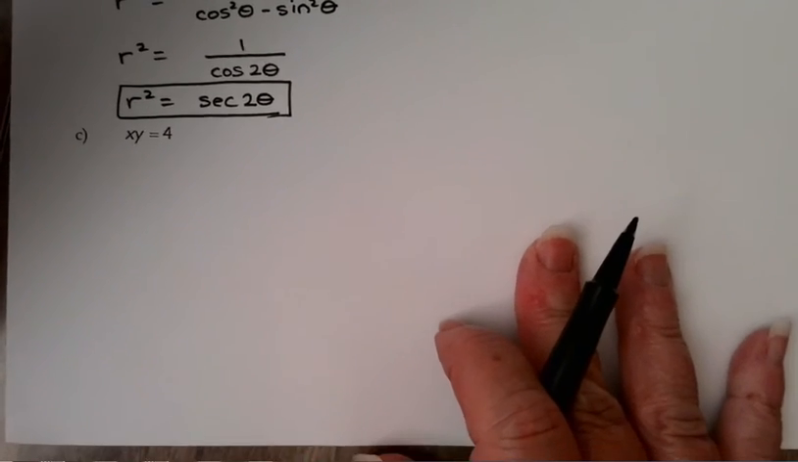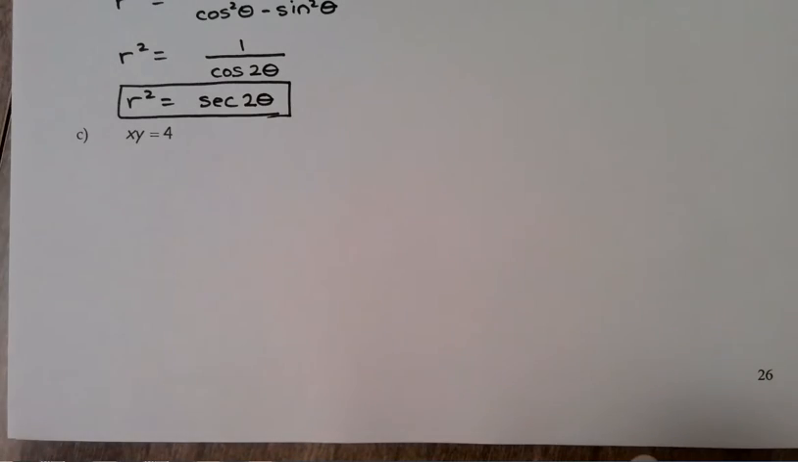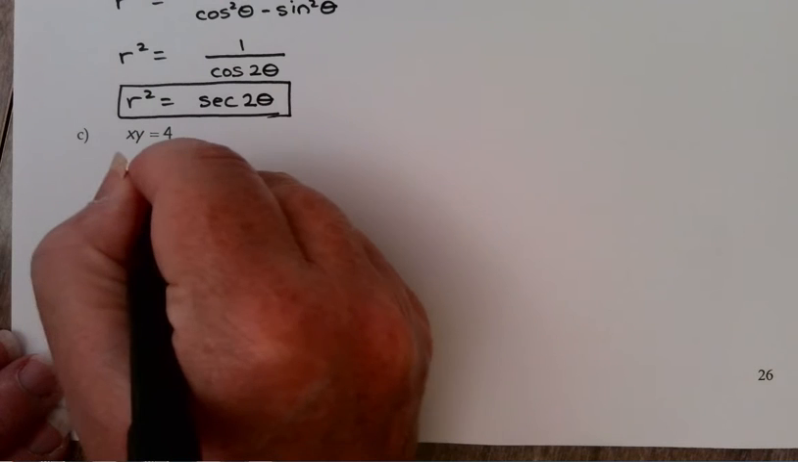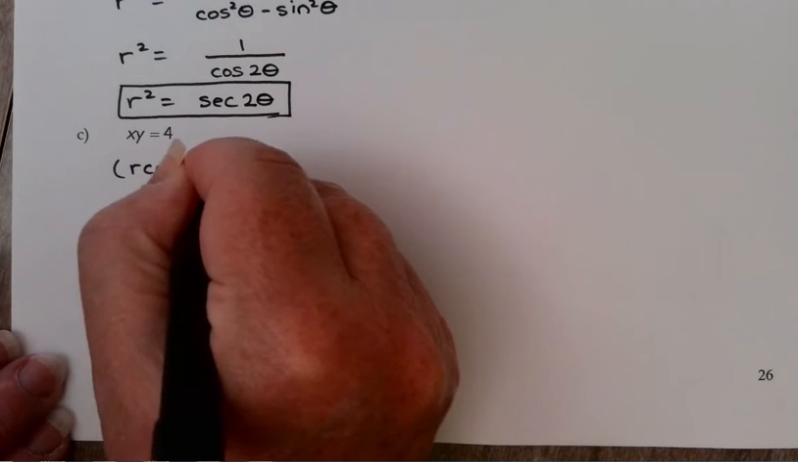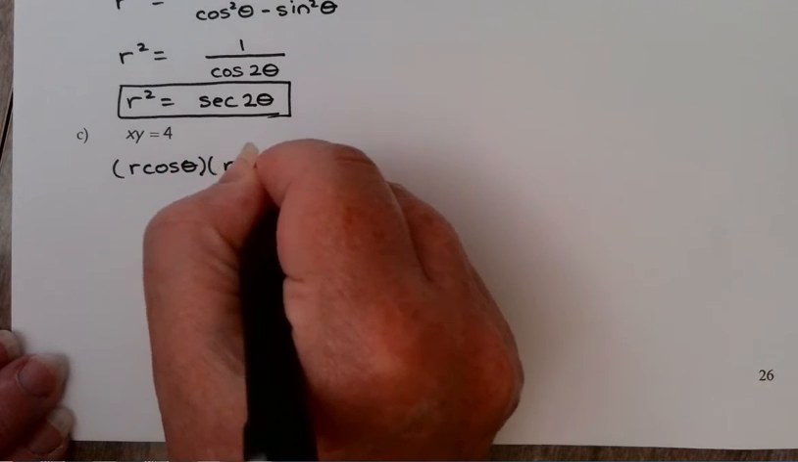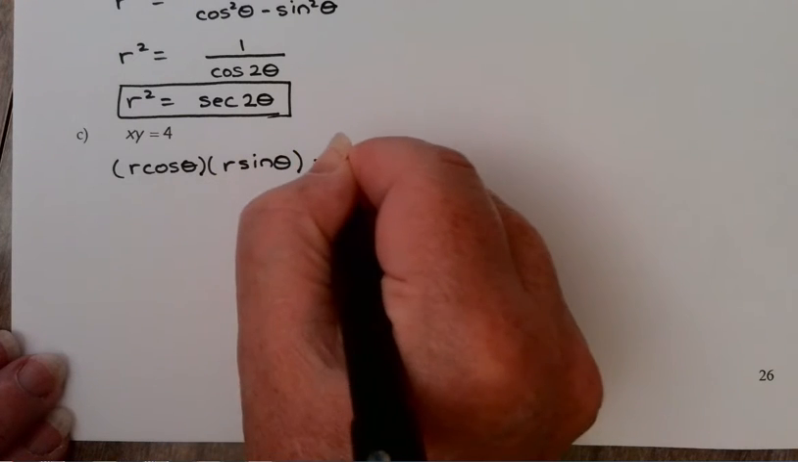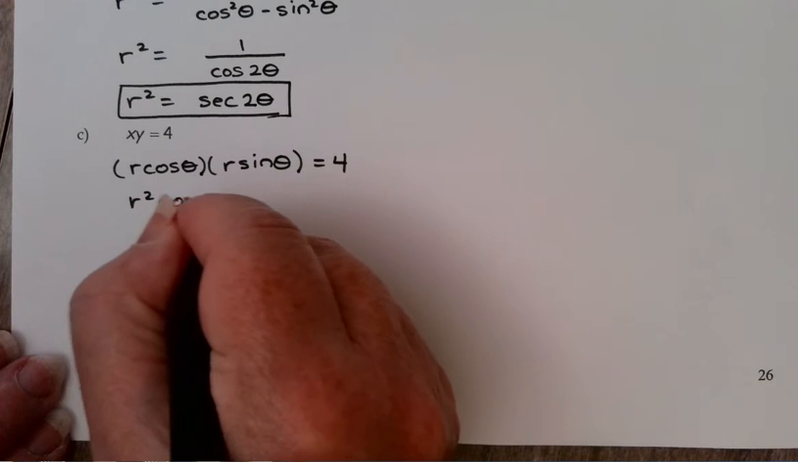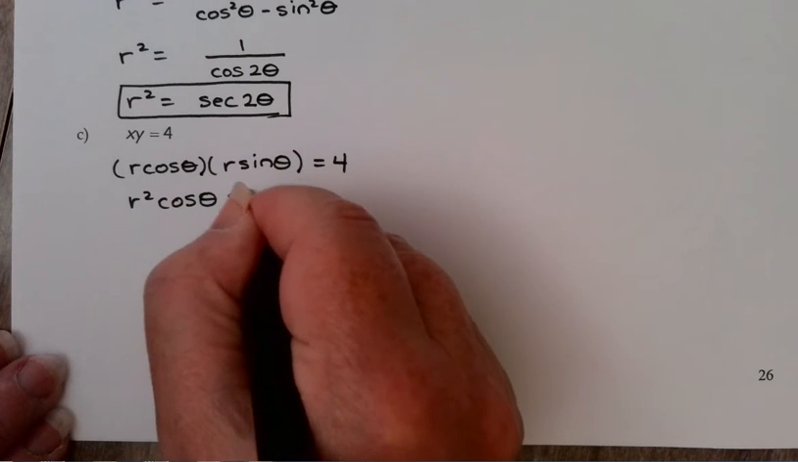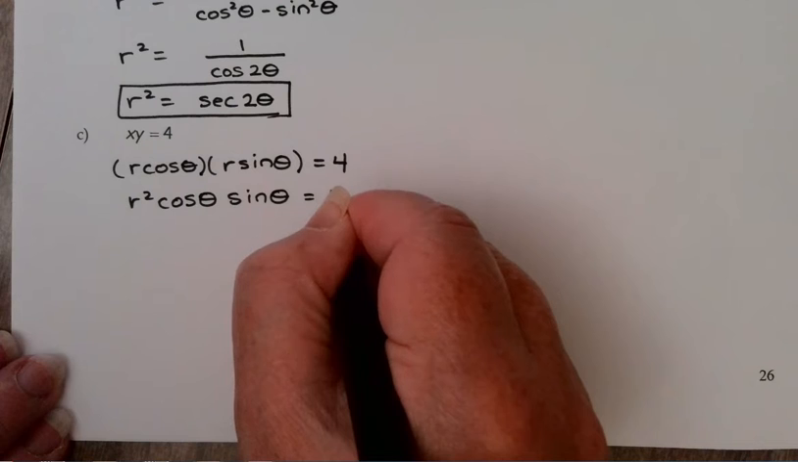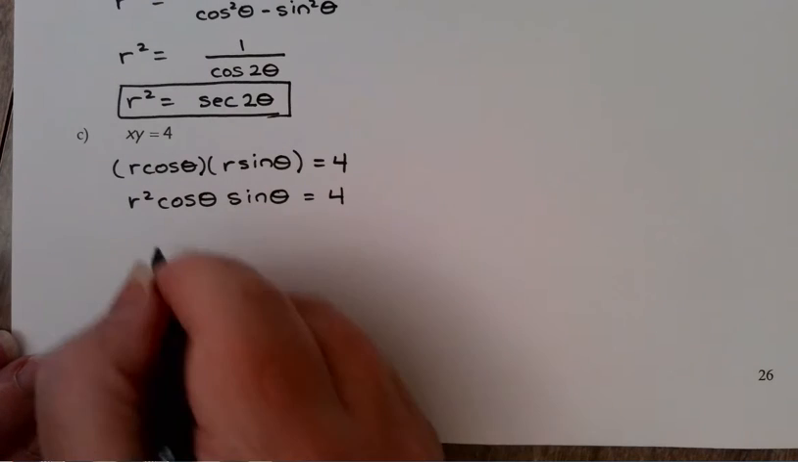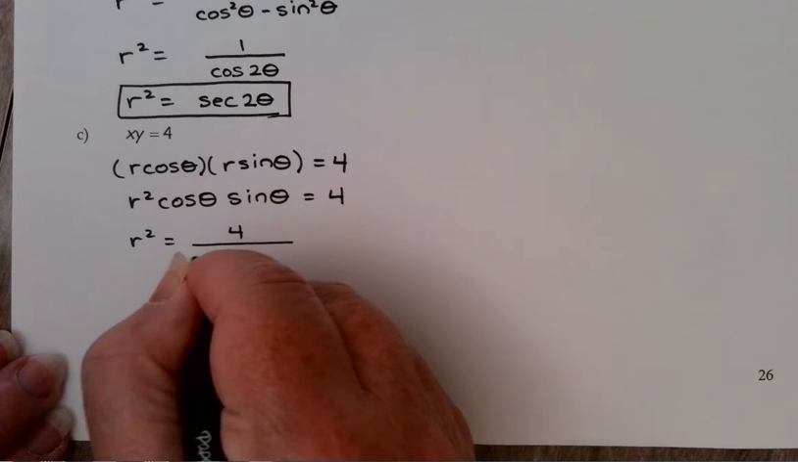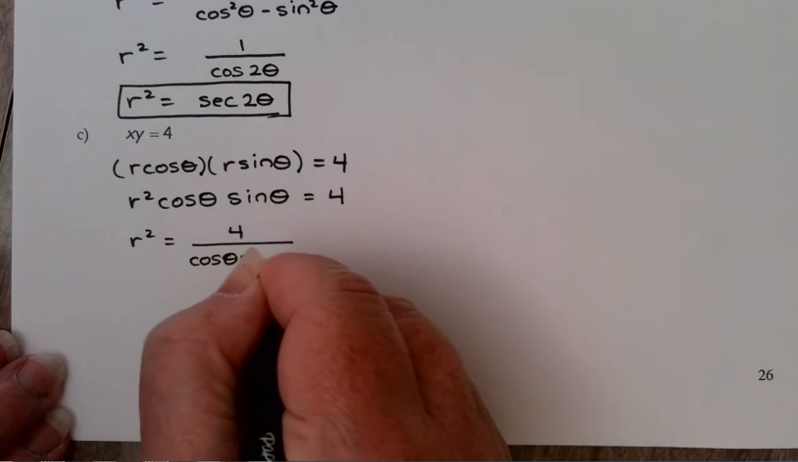All right, let's do one more. xy equals 4. Same deal. I'm going to replace x with r cos theta and y with r sine theta. Gives me r squared cos theta sine theta equals 4. And I'll solve for r squared by dividing by the cos theta sine theta.